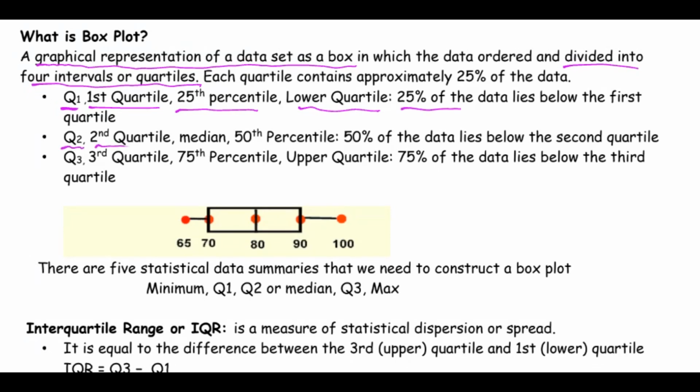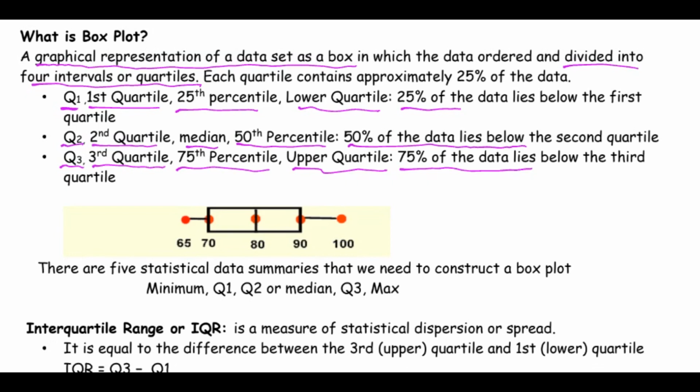Q2, the second quartile or the median, is also the 50th percentile. These terms mean the same thing, which is the median or Q2. 50% of the data lies below that value. Q3, third quartile, 75th percentile, upper quartile. All these terms mean the same thing, which is Q3. Below that value, 75% of the data lies.